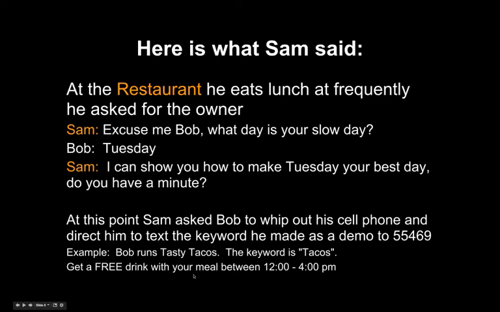Get a free drink with your meal between 12 and 4 p.m. Now, this is how Bob would use this. Say it's 11 o'clock, 11:30. People are starting to get hungry or turning their attention to what they might eat for lunch. So right before 12 o'clock, he sends this text out. And now some people are going to be swayed to eating at the taco place because they get a free drink. So they're saving like $1.50, $2 off their lunch.